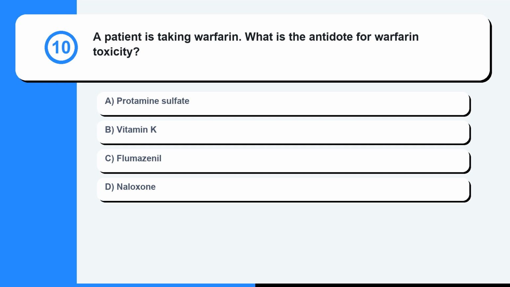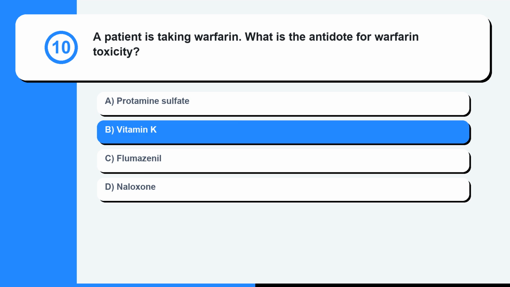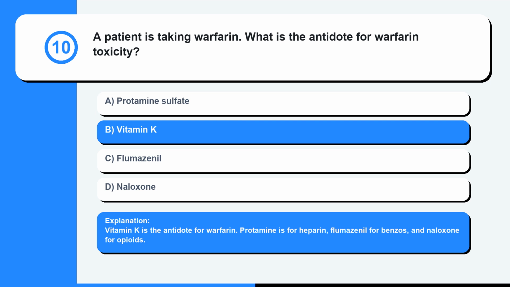Question 10. A patient is taking warfarin. What is the antidote for warfarin toxicity? A. Protamine sulfate. B. Vitamin K. C. Flumazenil. Or D. Naloxone. The correct answer is B. Vitamin K. Vitamin K is the antidote for warfarin. Protamine is for heparin, flumazenil for benzos, and naloxone for opioids.